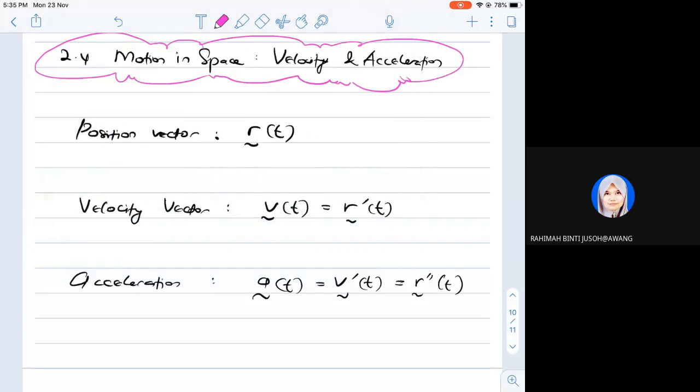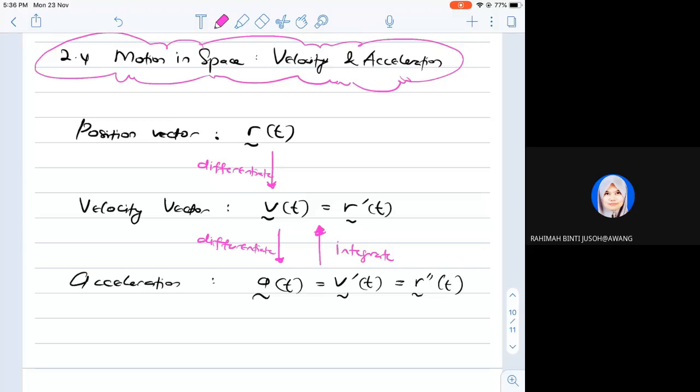So the process from top to down is differentiate. Daripada position vector nak dapat velocity, differentiate. Daripada velocity nak dapat acceleration pun differentiate. However, the reverse process, let's say you are given acceleration. Dalam soalan dia bagi acceleration, you need to find the velocity. So this is the reverse process. The reverse process means you have to integrate. Guys, you have to understand this.